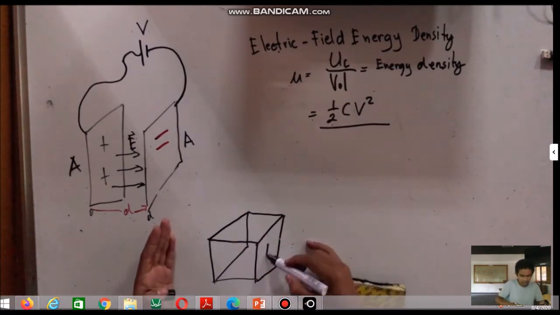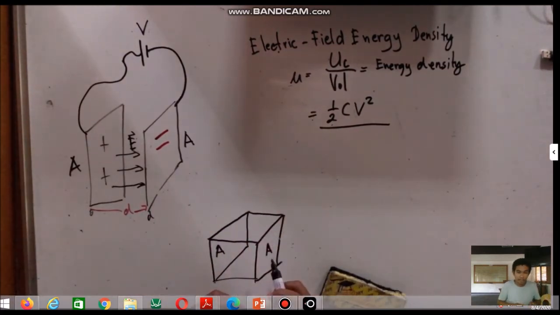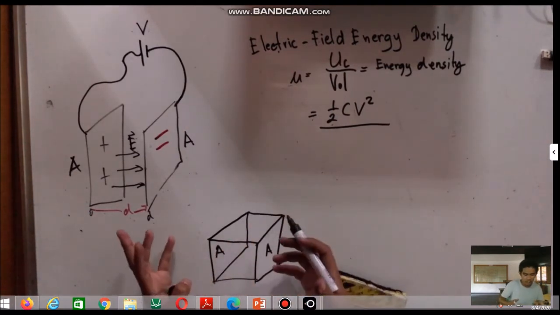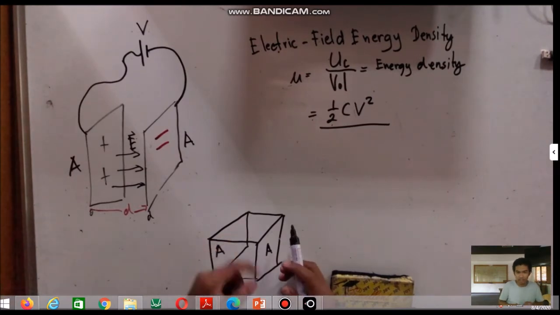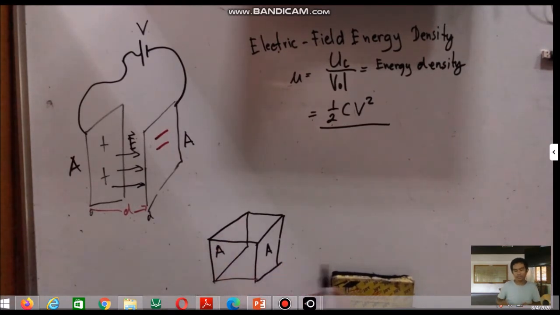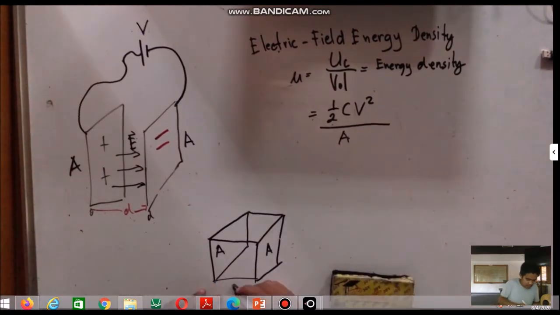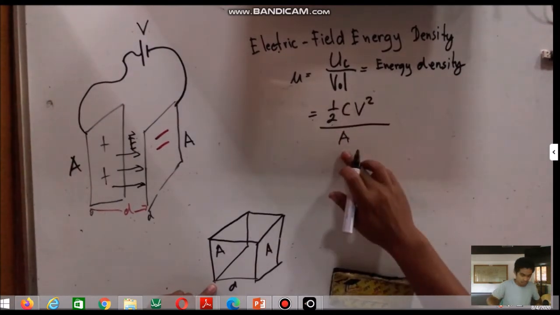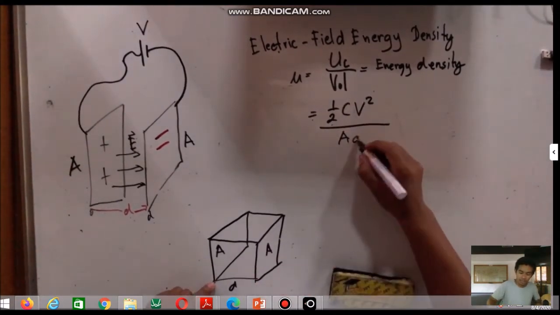This is one plate A and the other plate A. So what is the volume? The volume is length times width times height, since this is a rectangular prism, or area times the length. So volume here is the area times the distance, the distance between the two plates. So the volume is expressed in terms of area times the distance between the two plates, d.